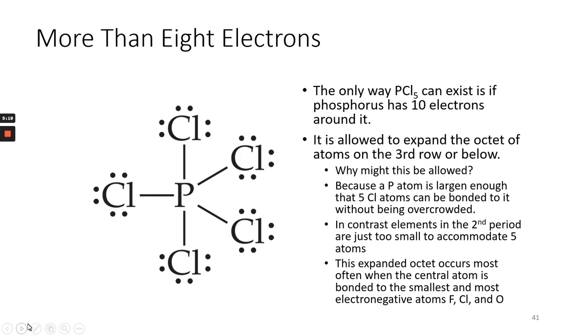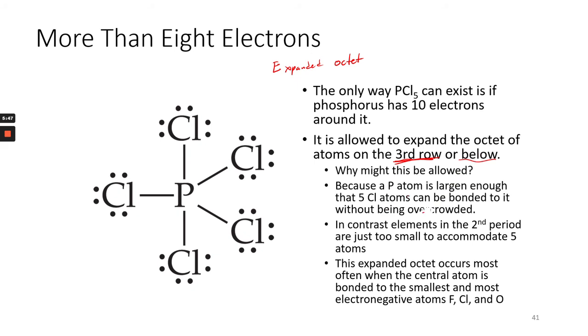Sometimes we can have more than 8. And sometimes we call this the expanded octet, because it has more than 8. And this normally happens with elements in the third period and below on the periodic table. Okay, so you see here, phosphorus has 5 chlorines coming off, so that's 10 electrons. That's more than 8. Okay, why may this be allowed?